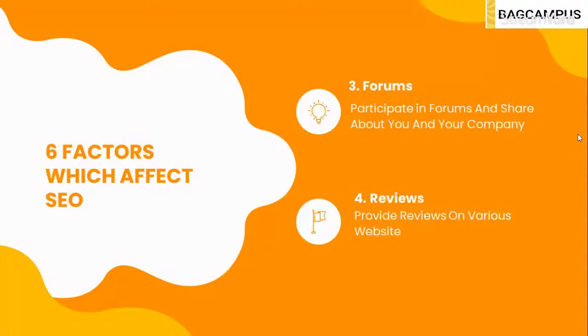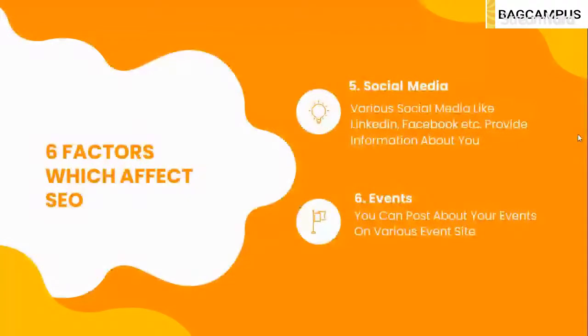The fifth point is social media, as I described in the second point. Social media like LinkedIn provides information about you and indicates to Google or any other search engine about your website, right? Then the sixth point is events. You can post about your events on various event sites like Meetup and Eventbrite, and there are a lot, right? For example, Dare to Compete, right? You have to post on these websites so that it will help with off-page SEO. Hope you understand the factors which affect SEO.